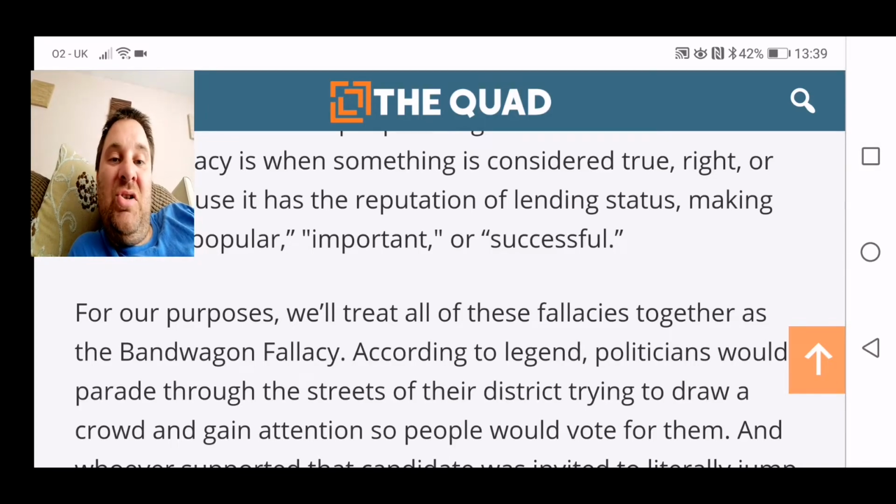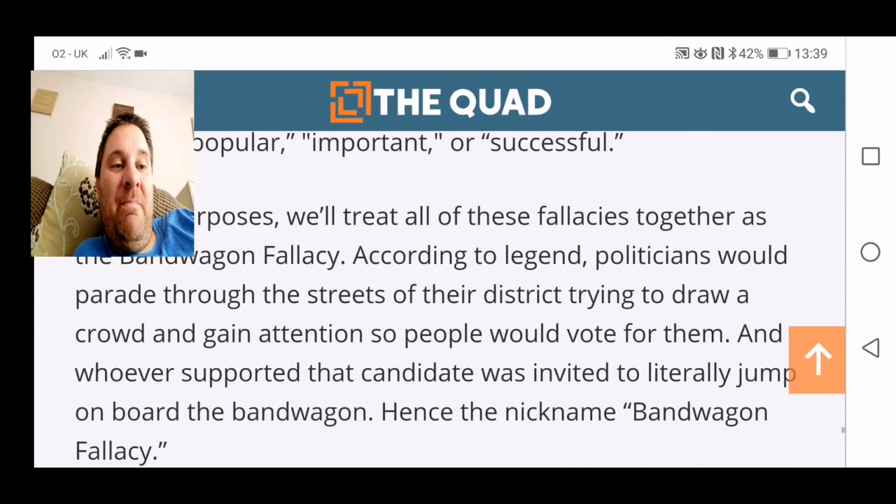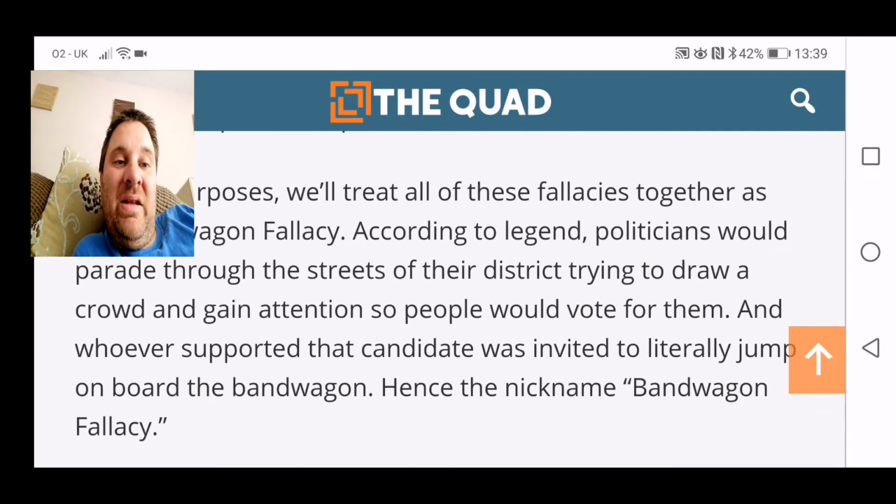According to legend, politicians would parade through the streets of their district trying to draw a crowd and gain attention so people would vote for them. And whoever supported that candidate was invited to literally jump on board the bandwagon, hence the nickname, the bandwagon fallacy.